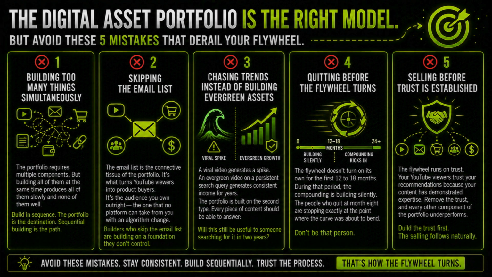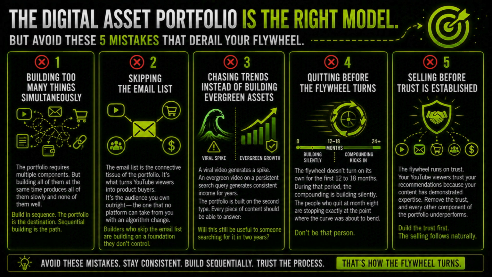Chasing trends instead of building evergreen assets. A viral video generates a spike. An evergreen video on a persistent search query generates consistent income for years. The portfolio is built on the second type. Every piece of content should be able to answer, will this still be useful to someone searching for it in 2 years?